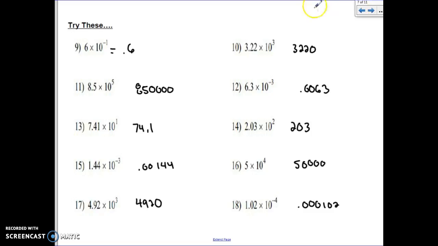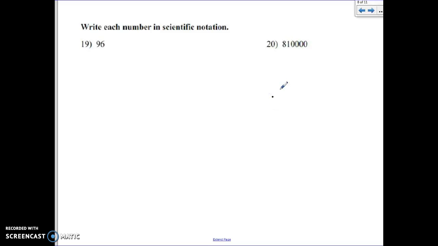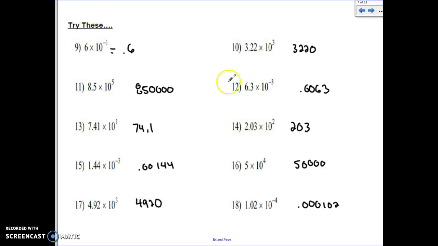But now what I want to do is talk about taking a number and writing it in scientific notation. So I'm looking at 96, and I want to rewrite it in scientific notation. When I look at scientific notation, one of the things you notice is that there's a single digit in front of the decimal, like 6 point or 8.5. There's not multiple digits in front of the decimal.